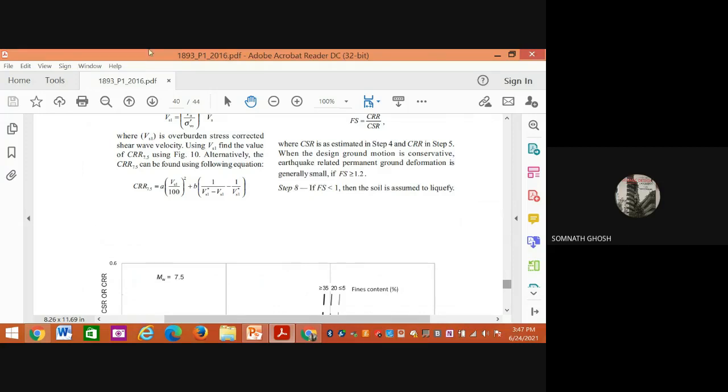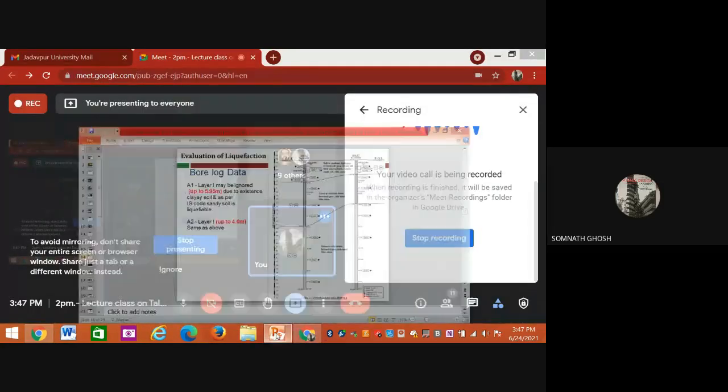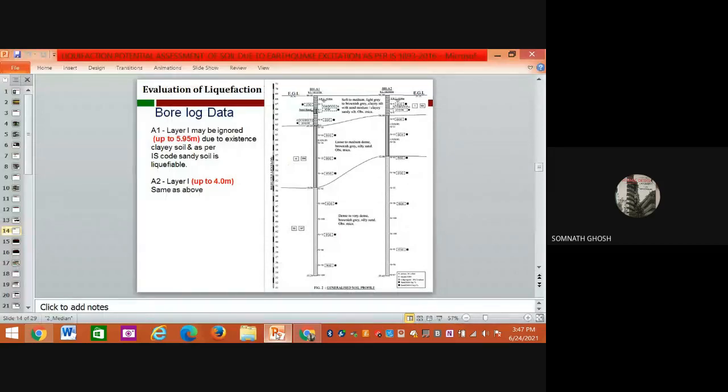And I'll show you how to at least find the factor of safety at a particular level based on the SPT value. So now let us go back to the previous example. Now you see that up to the 5.95 meter level, the soil is basically clayey soil.